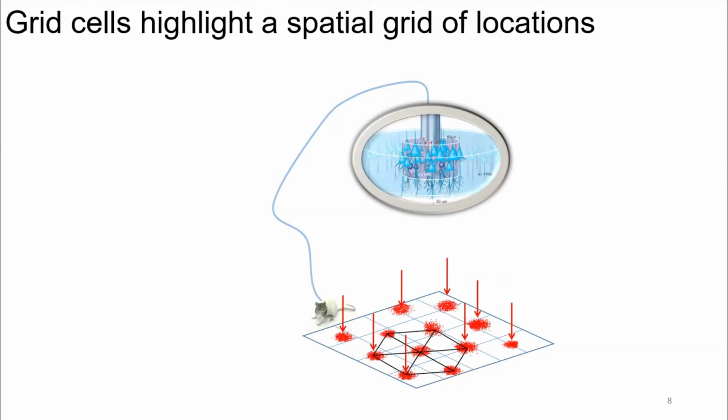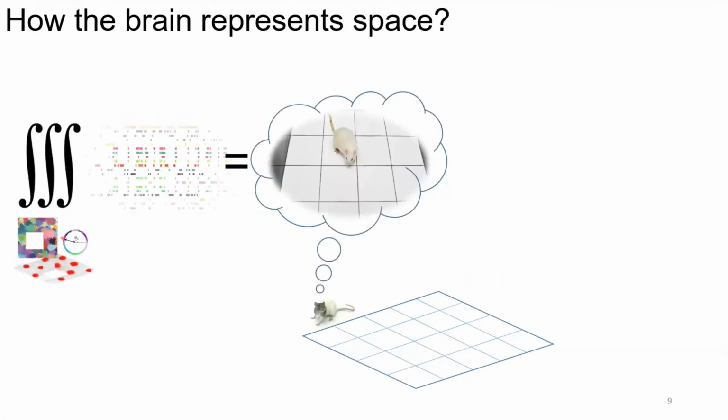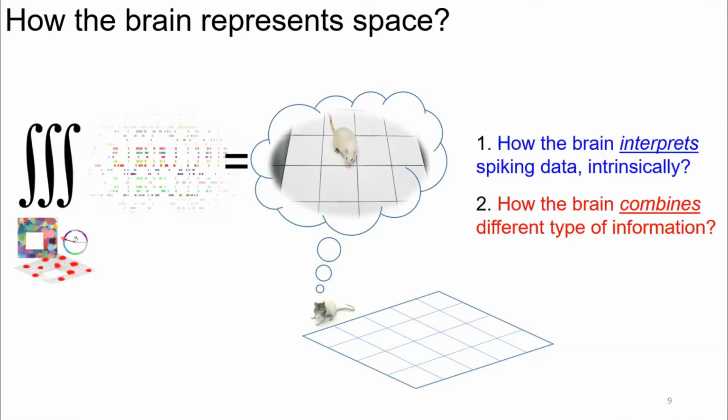And this is the level of empirical information that we actually get from the experiments. And the question is, how can we process this type of information that is conveyed to us by these spiking populations of neurons? Specifically, there are two big questions that I would like to address. Number one is, how does the brain interpret spiking data intrinsically?